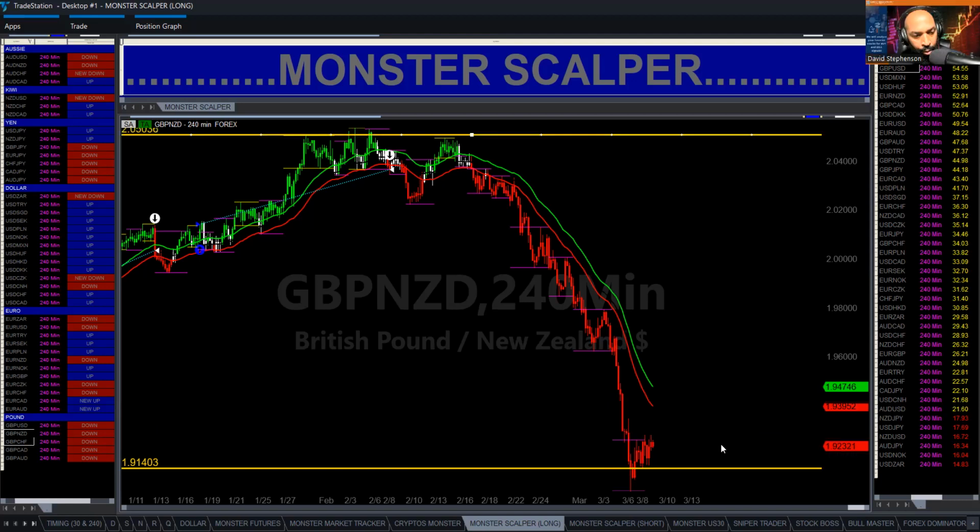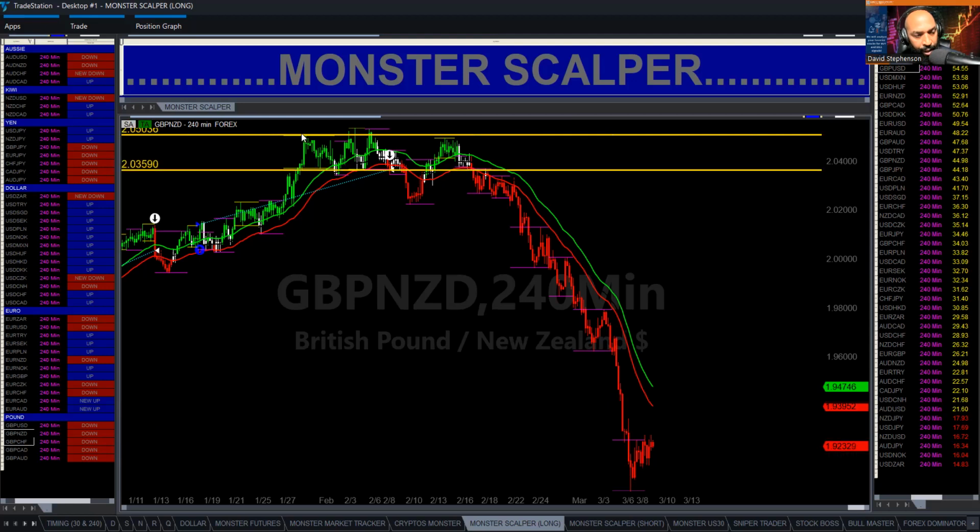This is where price touched here, price touched here, price touched here. That's your resistance, that's your support. But this resistance and support has nothing to do with the price action right now down here. If I were to base my trade on those, I would be wrong.